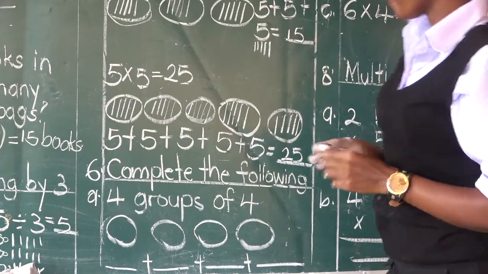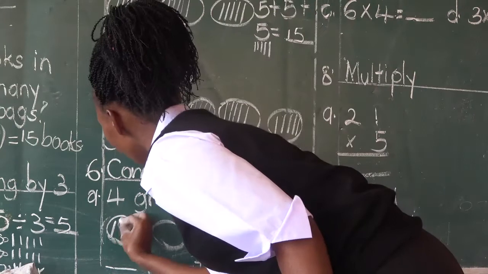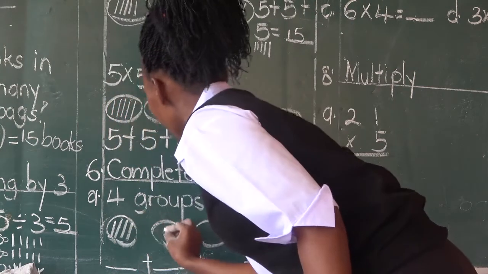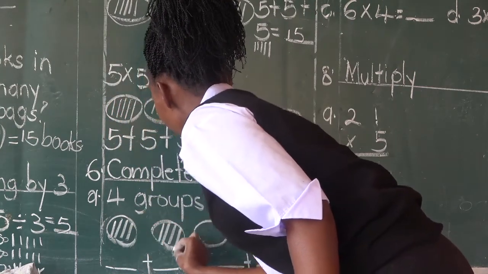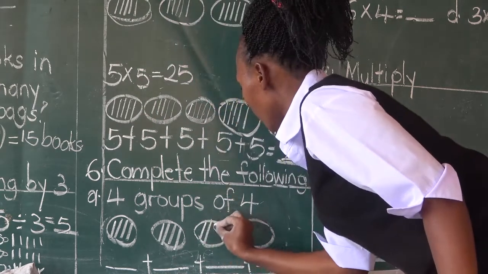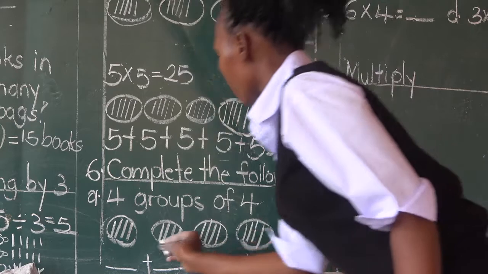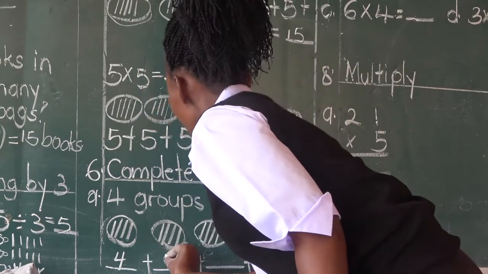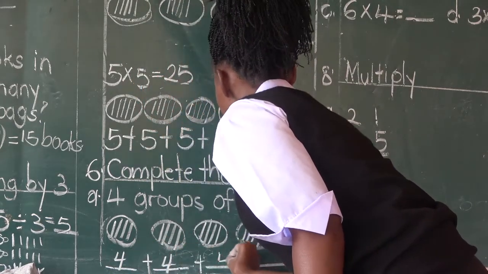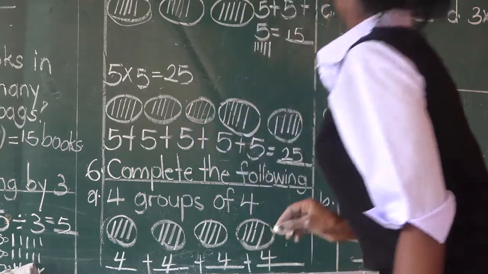Now let's put 1, 2, 3, 4 in each group. Then we write that for the number of the items in each group.